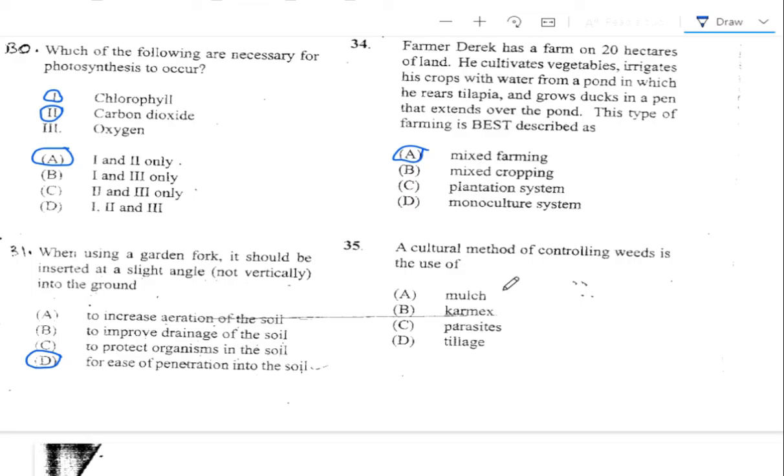Alright, 35. A cultural method of controlling weed is the use of, so a cultural method, A, mulching, B, carmix, C, parasite, D, tillage. The answer is A. So a culture is a practice, right? So anything you practice on the farm, any method that is practiced, that would be organic. So B, carmix would be a chemical, parasite would be biological, and D would be mechanical, the use of tools.